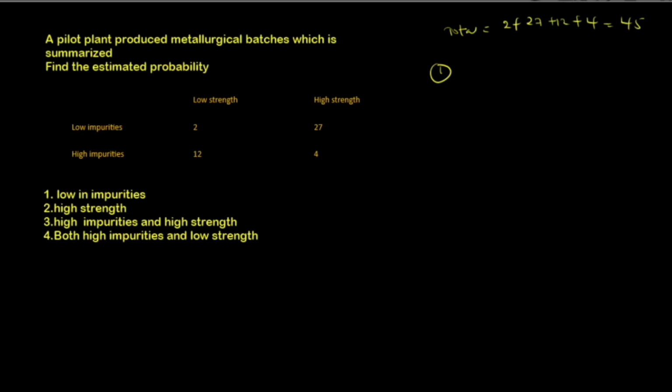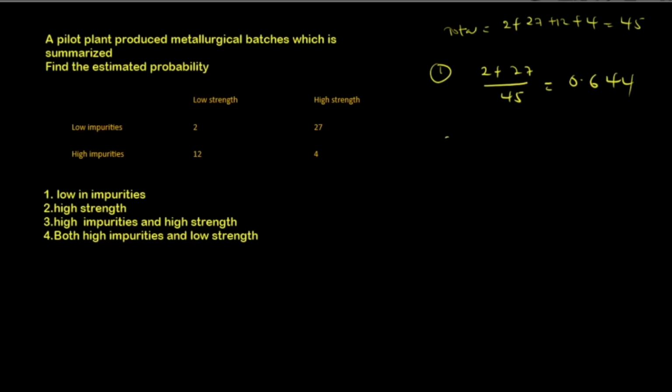And question number 1 is asking us to find the probability of low impurity. So low impurity is here. So what you do now is just sum this low impurity, which is this one. So we're going to have 2 plus 27 all over 45. In that case, low impurity will give us 0.64. So the probability of low impurity will be equal to 2 plus 27 all over the total.